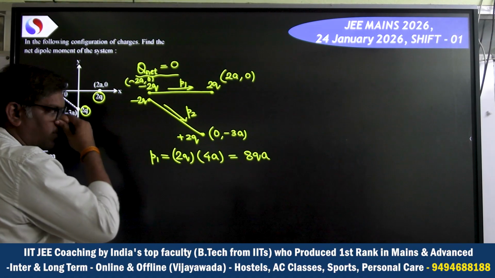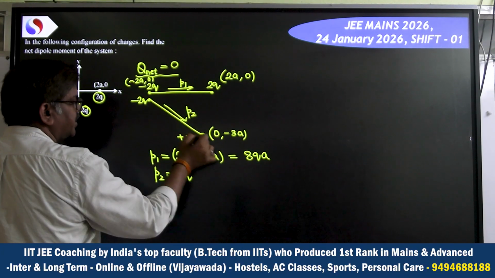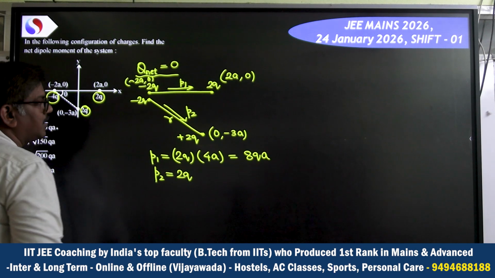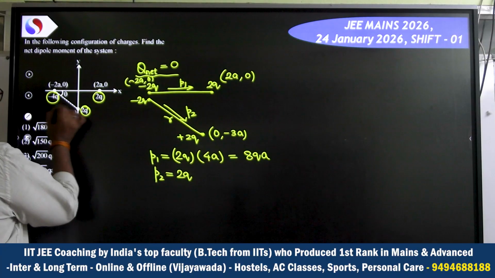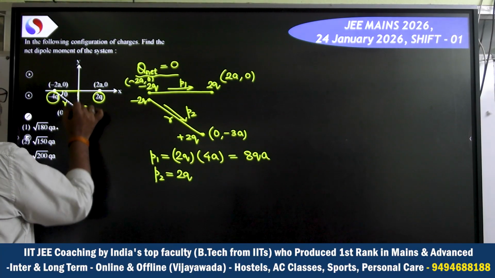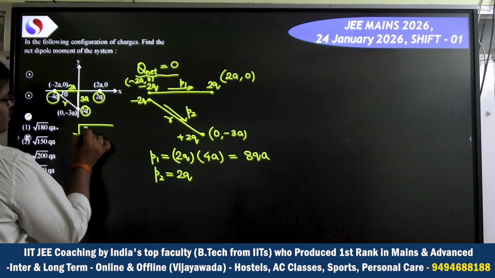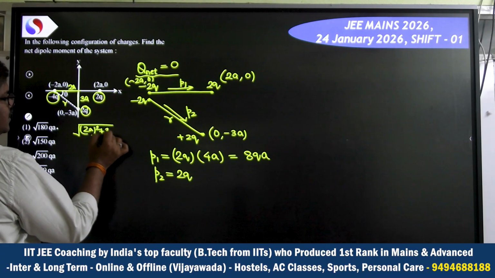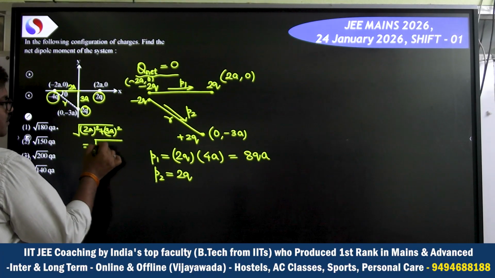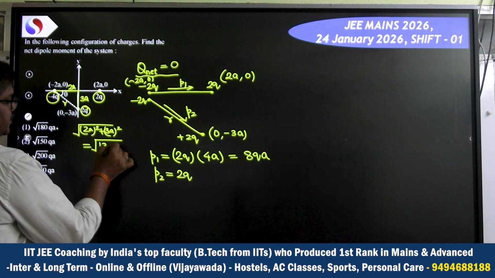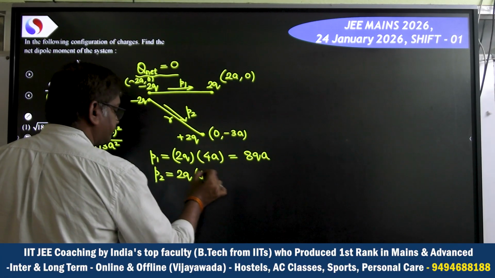Whereas for P2, the magnitude will be again 2q into this distance. Let us say this distance is r. How to calculate this r? This is 2a, this is 3a. So under root of 2a whole square plus 3a whole square will give you under root of 9 plus 4, 13. That is 13a square. That means it is root 13 a. So r is root 13 a.